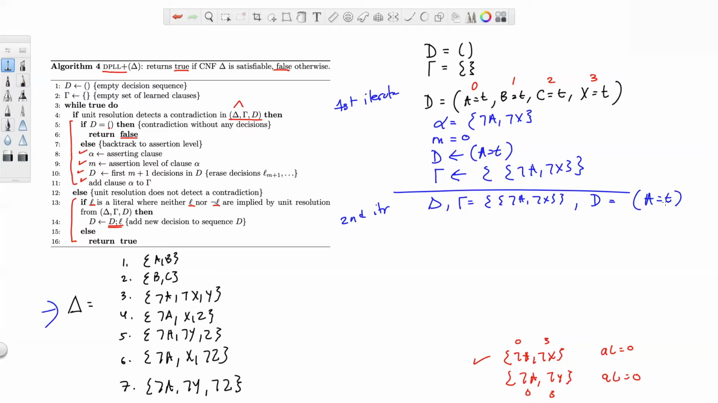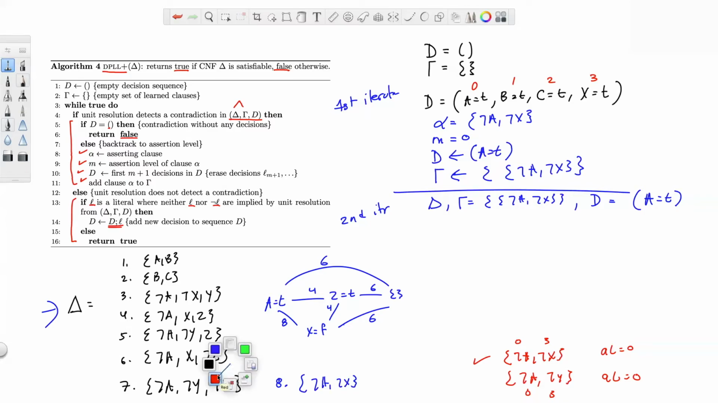Okay, so now what's going to happen? Unit resolution will actually find a contradiction, and I'm going to draw the implication graph for you in this particular case. Let me do it here in blue. It's going to be a little smaller than the other ones we looked at. We're calling the clause that we added number 8, so we put it here as 8: not A, not X.